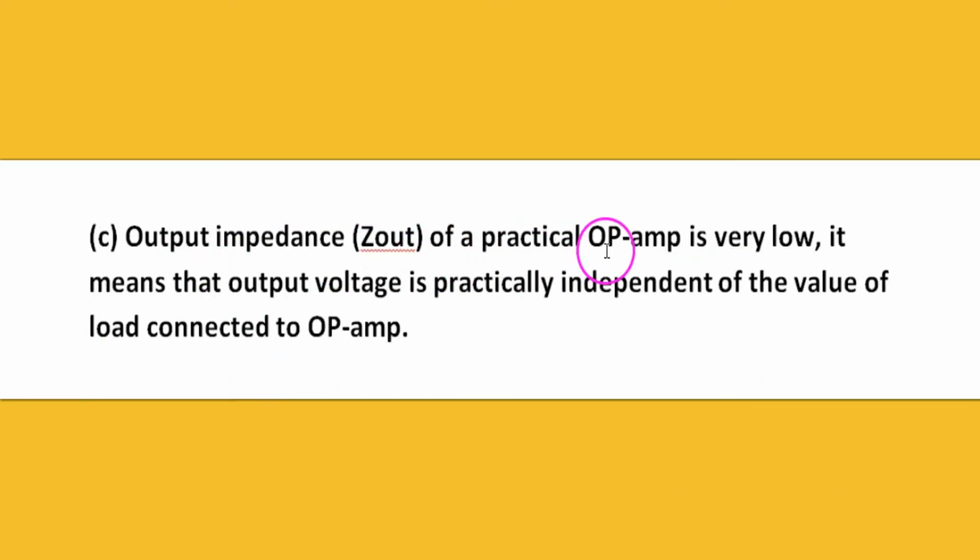Output impedance of a practical op amplifier is very low. It means that the output voltage is practically independent of the value of the load connected to the op amp. Whatever the load is connected, whatever the load resistance is, whatever the appliance is connected at the output side, the voltage remains constant. Output voltage will not vary. It remains constant. Whatever the load connected, whatever the appliance connected at the output of the op amplifier, it is good if the output impedance is very low.